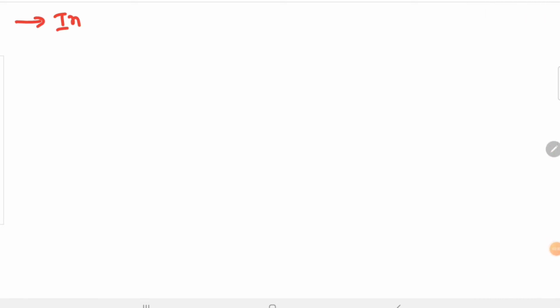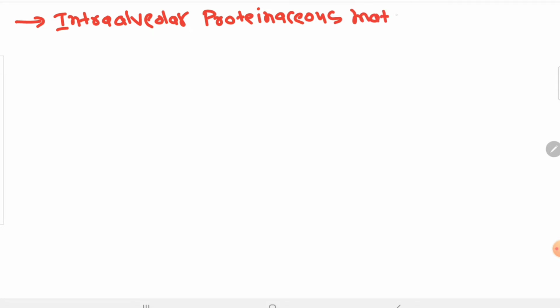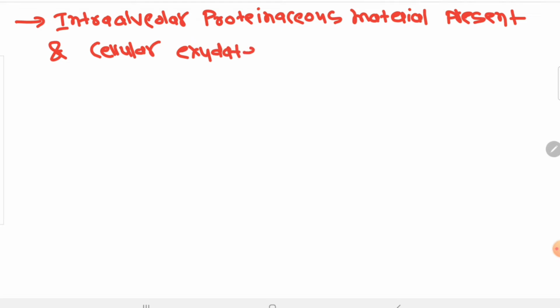All right. Now there could also be intra-alveolar proteinaceous material deposition. In the alveoli there could be proteinaceous material deposition, and sometimes, like in bacterial pneumonia, cellular exudate also can be seen. So that is another feature of viral pneumonia.